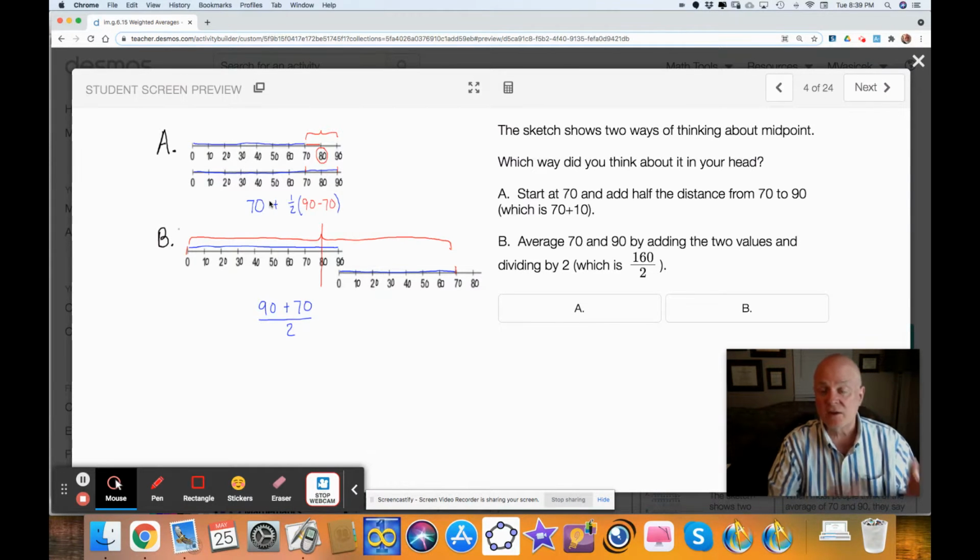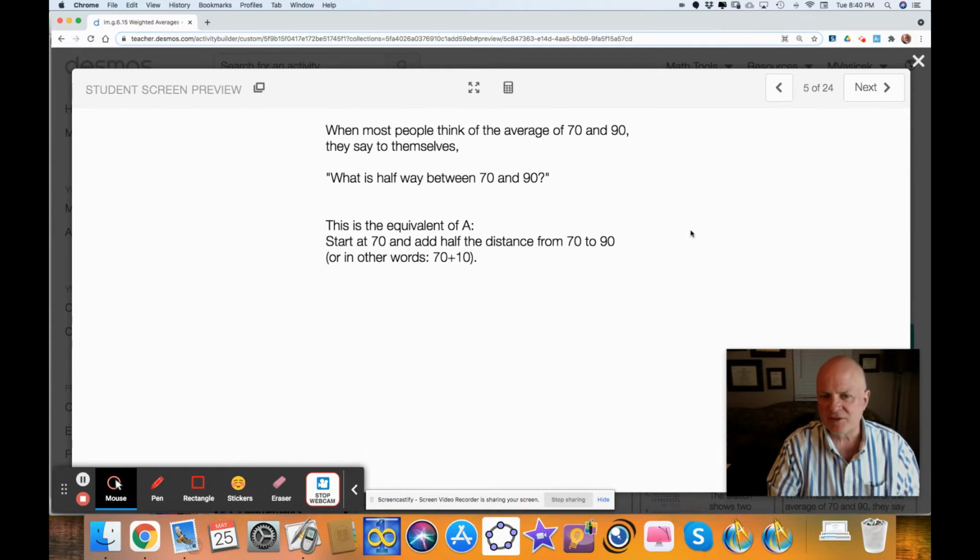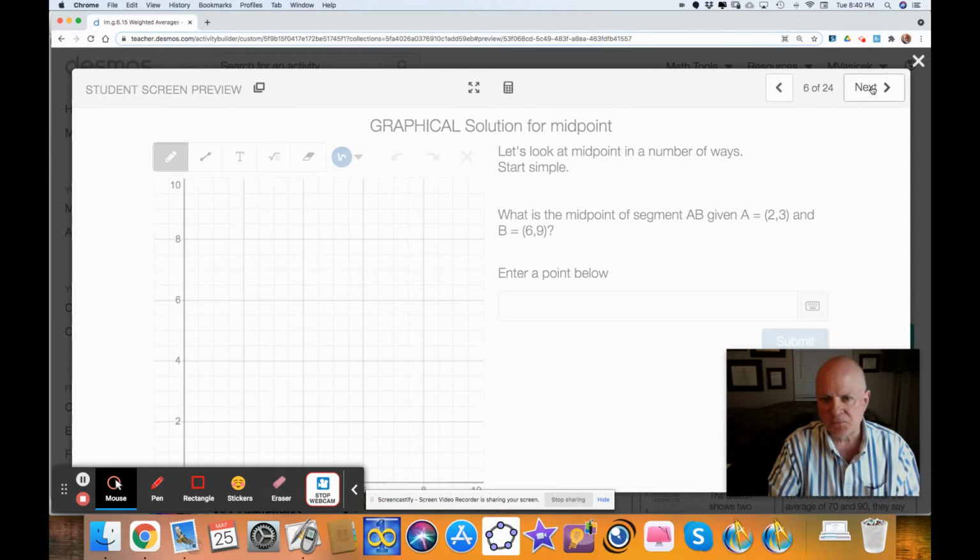One way is to take the starting point, which is 70, and you're going to go halfway from it to 90, which would be 10 more, so it'd be 80. Or you could say, well, I added the two scores and then I divided it in two. And that would be taking the average. And this is what you might tell people that you're doing, when in actuality, this is what you're thinking. I'd say most people, when they think of this, they think, well, it's halfway between 70 and 90. And this is the equivalent of the first one. You start at 70, and then you add half the distance between 70 and 90, which is 10. So 70 plus 10 is 80.